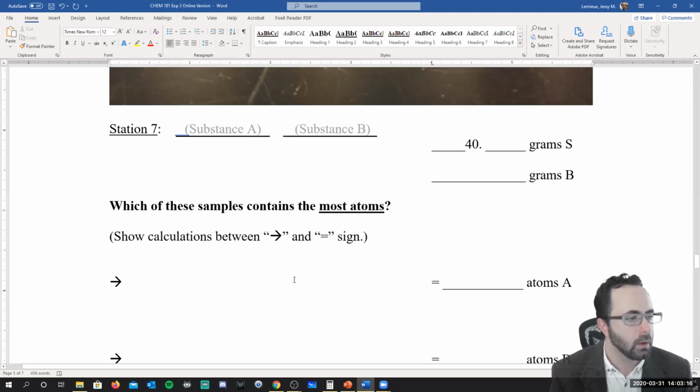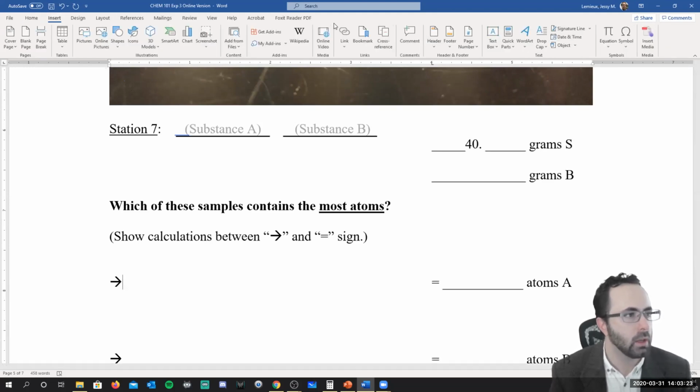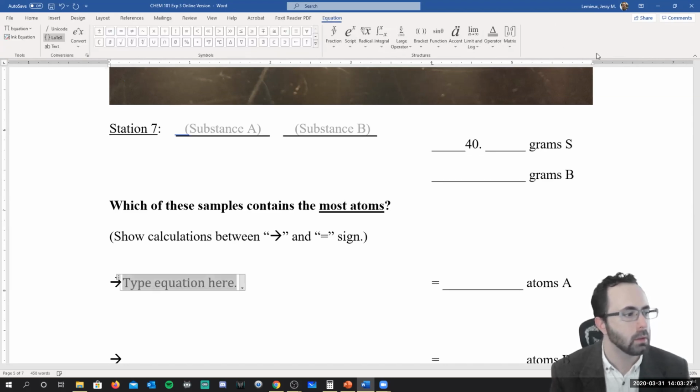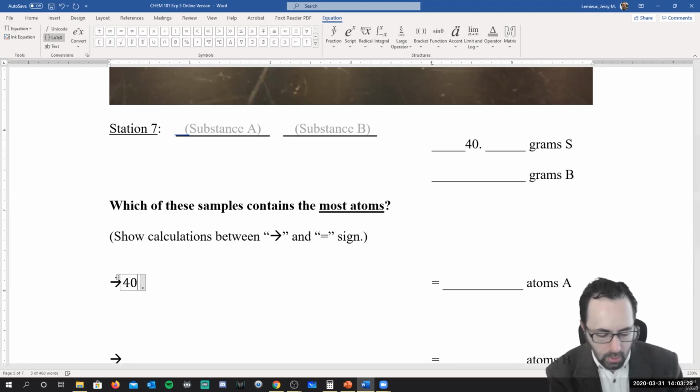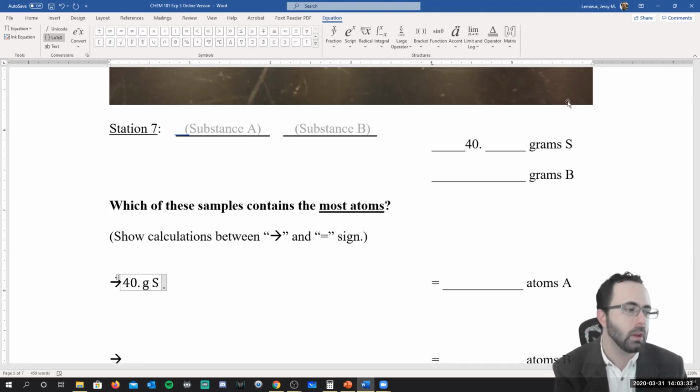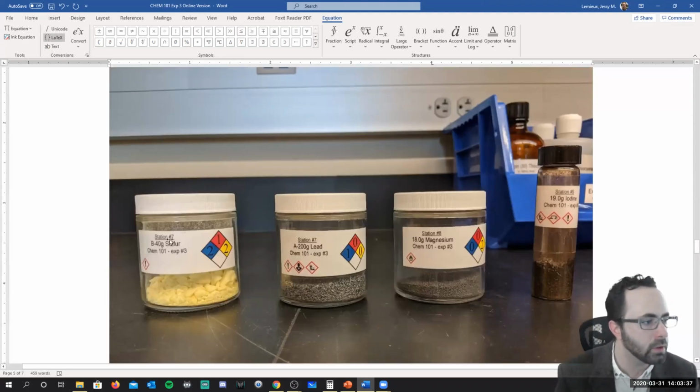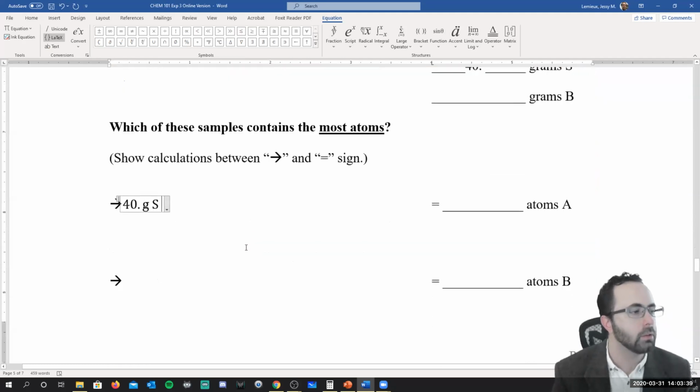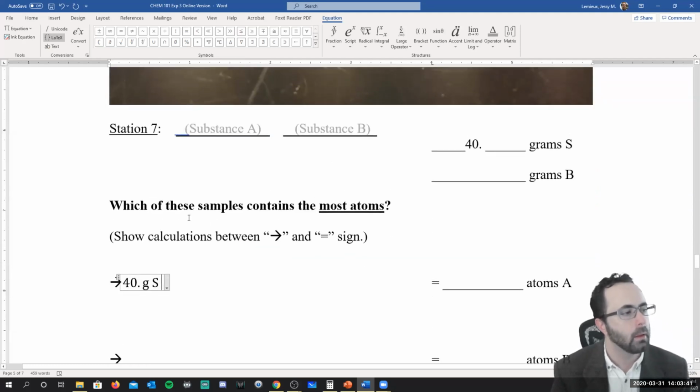So next, we're going to copy down our 40 grams of sulfur. So I'm going to put a new equation in, insert equation right here. Type 40 point to give it 2 sig figs, grams of sulfur. If you end up doing this with 1 sig fig, I understand. That's the way it's written on the bottle. Unfortunately, there's no point behind it. There should be, I feel like, but okay.